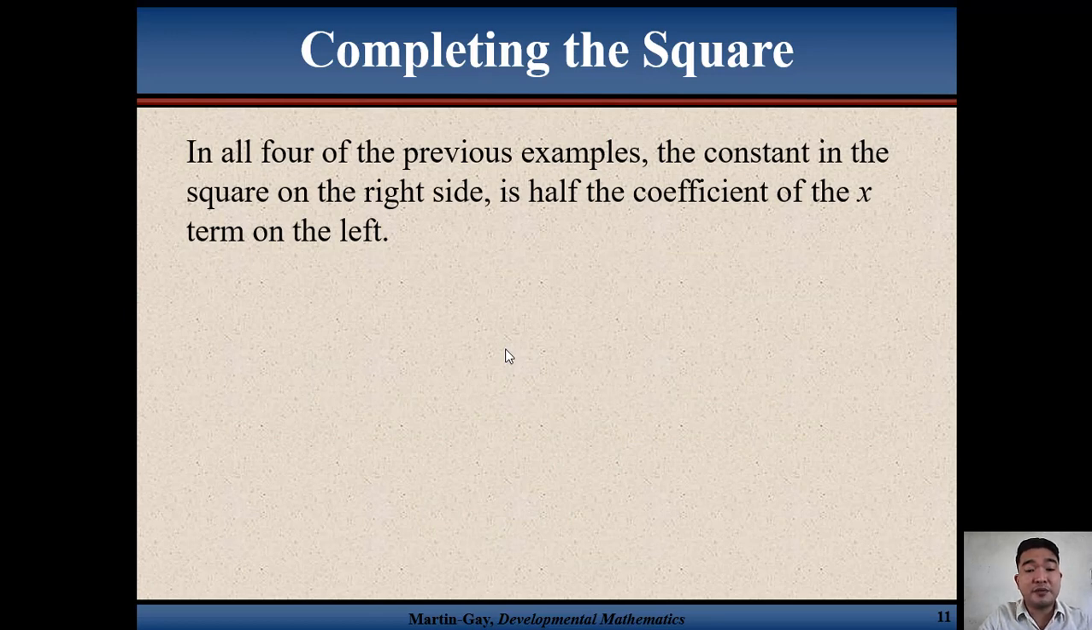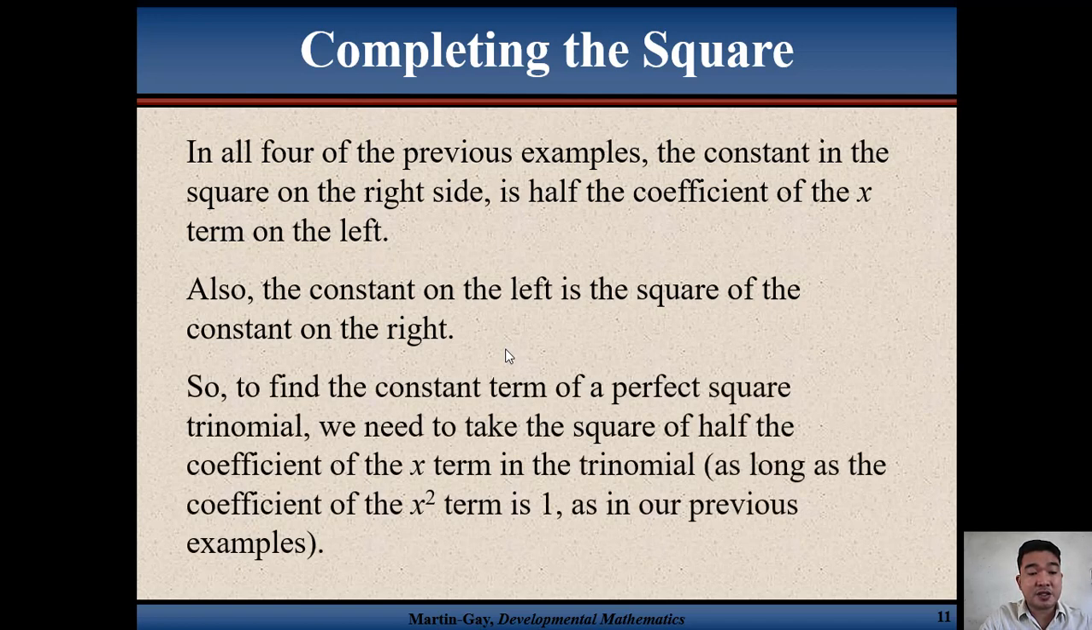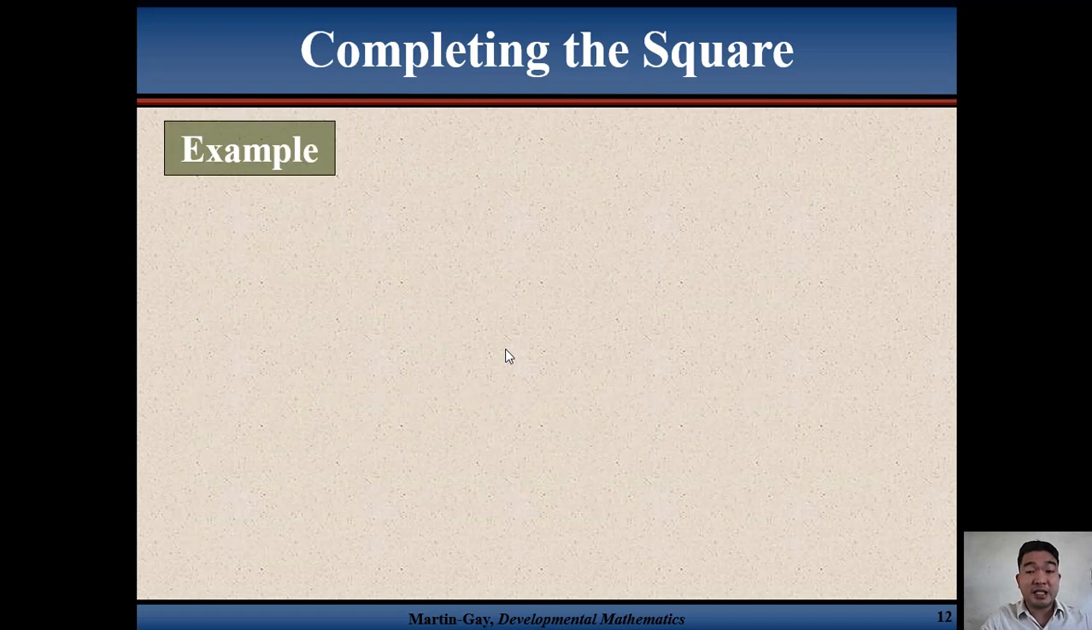In all 4 of the previous examples, the constant in the square on the right side is half the coefficient of the x term on the left. Also, the constant on the left is the square of the constant on the right. So, to find the constant term of a perfect square trinomial, we need to take the square of half the coefficient of the x term in the trinomial, as long as the coefficient of the x squared term is 1, as in our previous examples. So, let's do completing the square.